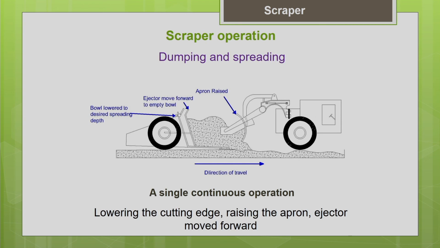So, after hauling, once you reach your dumping place, your filling place, now you have to dump the material. So, now you again raise the apron to facilitate the outflow of the material. Again lower the cutting edge, lower the bowl.